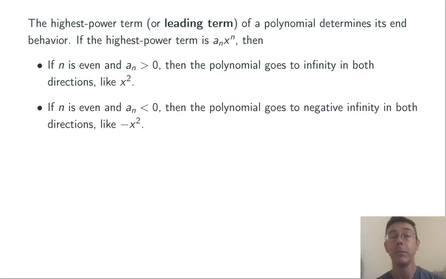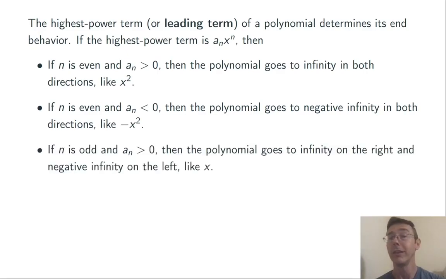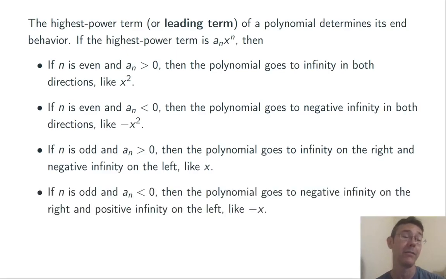If n is even but the leading coefficient is negative, then the polynomial goes to negative infinity in both directions, like y equals negative x squared. If the degree is odd and the leading coefficient is positive, then the function is going to behave like y equals x. It's going to go to infinity on the right and negative infinity on the left. Finally, if the degree is odd and the leading coefficient is negative, then the polynomial is going to behave like y equals negative x in its end behavior. It's going to go to negative infinity on the right and positive infinity on the left.